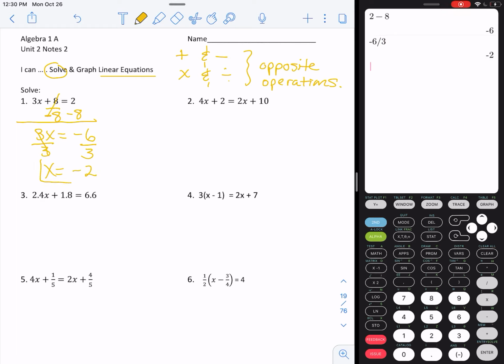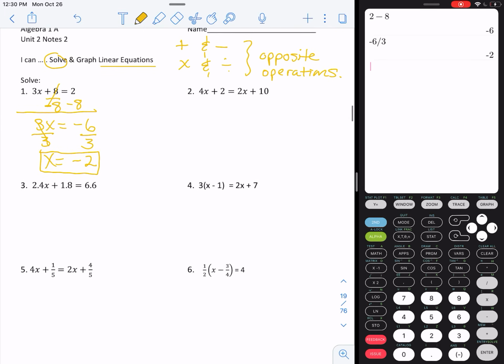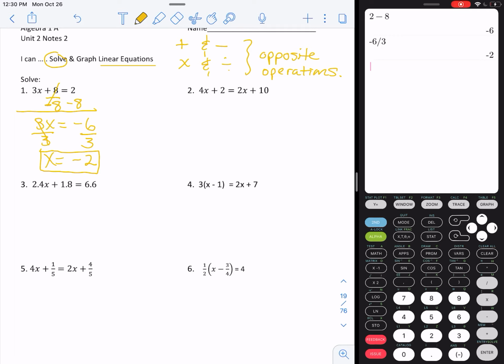And that's it. Okay? So there's six examples that we're going to do here, kind of building up to some with distributing and decimals and fractions. But you have a calculator, so don't panic. They're just numbers. So this next one has x's on both sides.